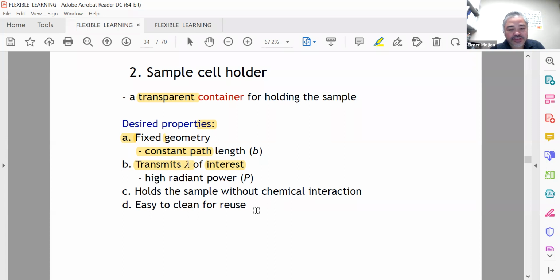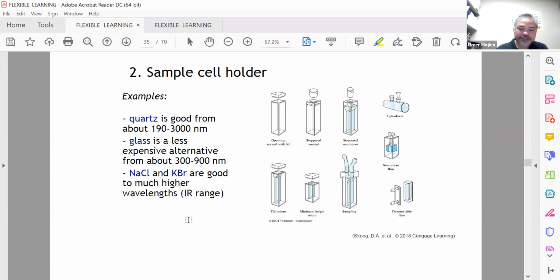Third, you hold the sample without chemical interaction. So whatever the composition of the sample, when you put it in the sample holder, it's just the same. If ever there will be an interaction, it is because it interacts with the light source, not with the container or with the sample holder itself. Okay. And for many purpose use, it should be easy to clean for reuse. Okay. So if we're going to look at some of the sample holders, we have here the cuvette.